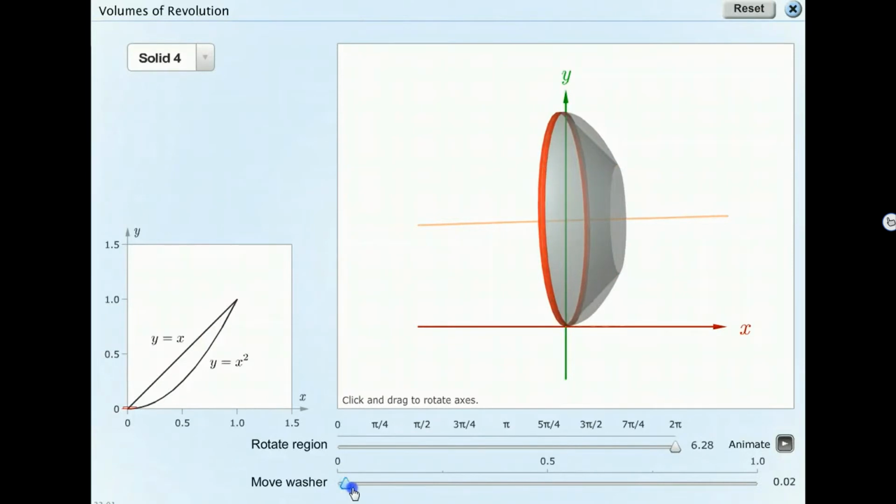Another washer. So those are the only two methods you need to know in AP. It's called the washer method and the disc method. There's something called the shell method, but you don't need to know that for the AP exam, so we're not going to do it. That's pretty much all we have left to learn.